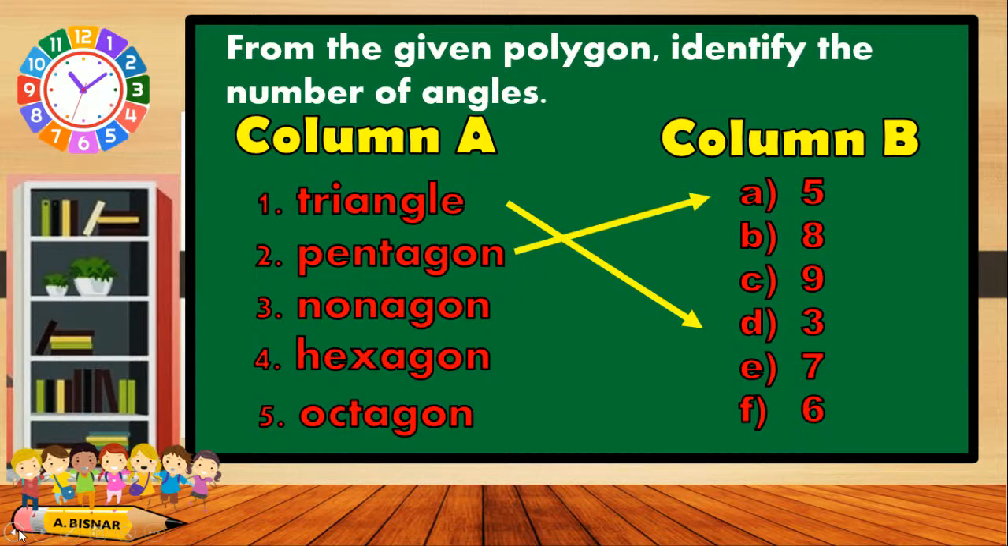Next one, nonagon. Nonagon has how many angles? Nonagon. We're in number 3. For number 3, that's correct. It has 9 angles. How about hexagon?